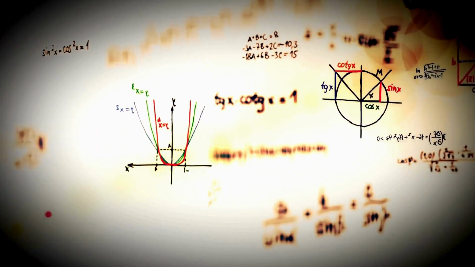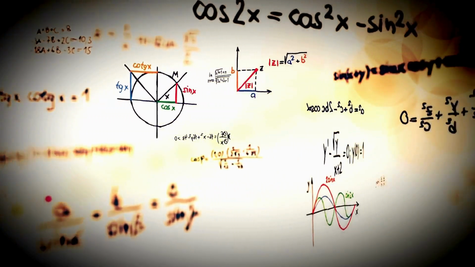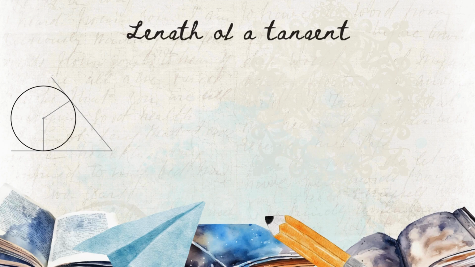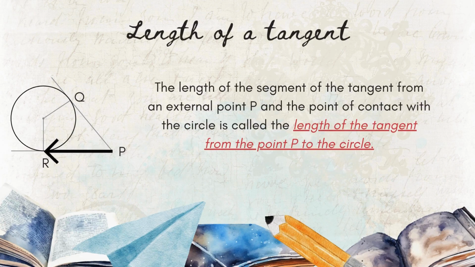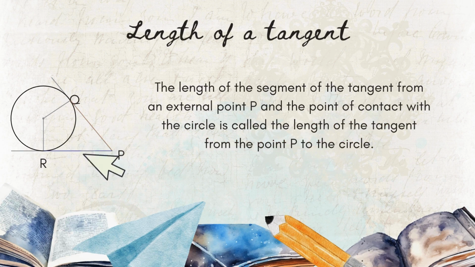Now let's understand a few more concepts before moving on to the next exercise. First is length of a tangent. The length of the segment of the tangent from an external point P and the point of contact with the circle is called the length of the tangent from the point P to the circle. For example, here both PQ and PR are the length of tangent from an external point P.